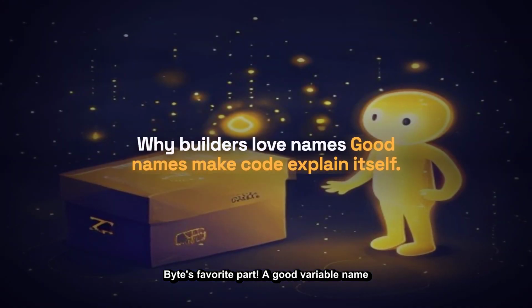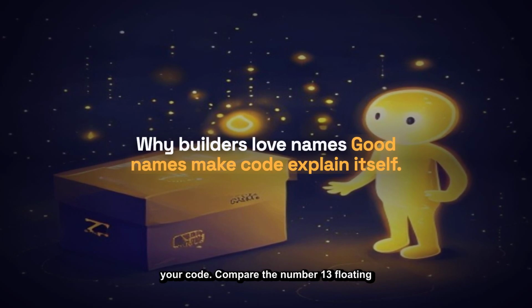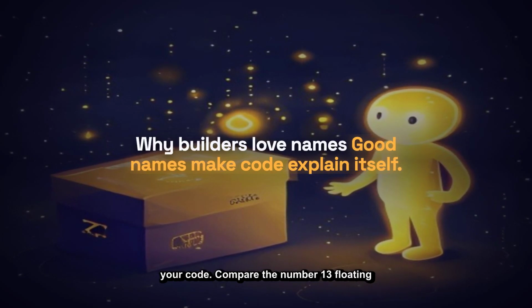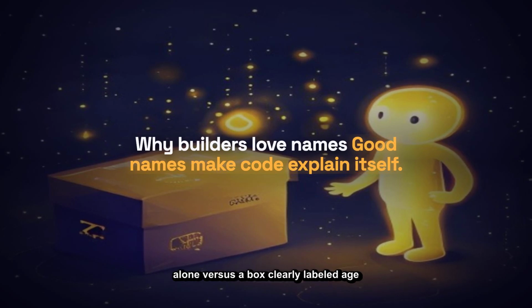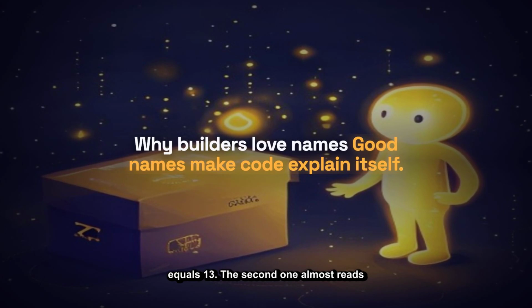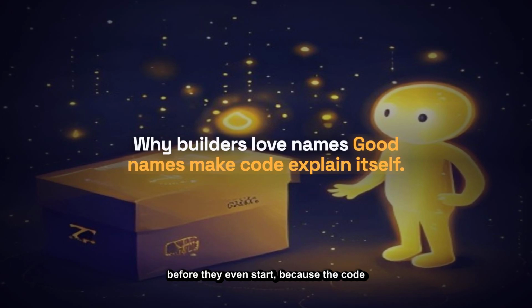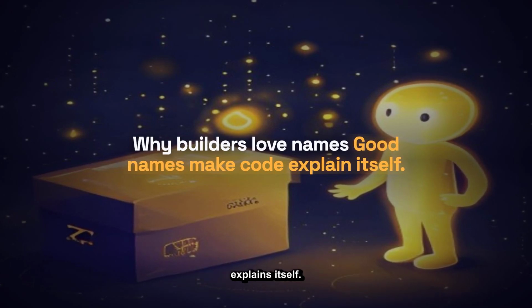Byte's favorite part? A good variable name is a tiny explanation built right into your code. Compare the number 13 floating alone versus a box clearly labeled age equals 13. The second one almost reads like a sentence. Great names stop bugs before they even start because the code explains itself.